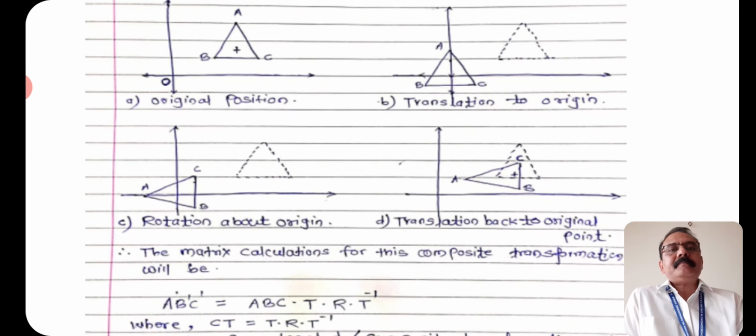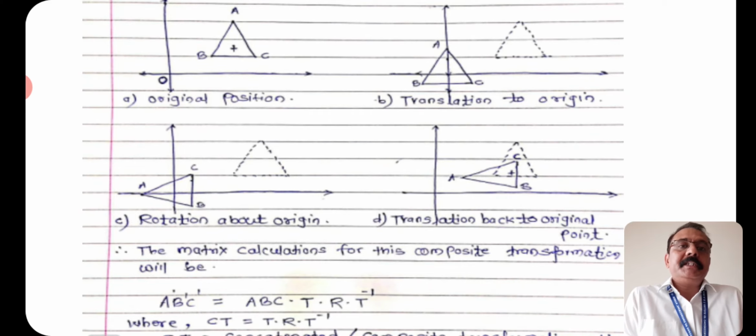Then the second step is to rotate the object about the origin. Figure C shows the rotation of triangle ABC about the origin. Therefore, the second operation is rotation. Now our aim is to rotate the object only, but we performed one additional operation, that is translation. Therefore, we need to undo the effect of the translation. The third step is translation back to the original position or point, shown in figure D. That is inverse translation.